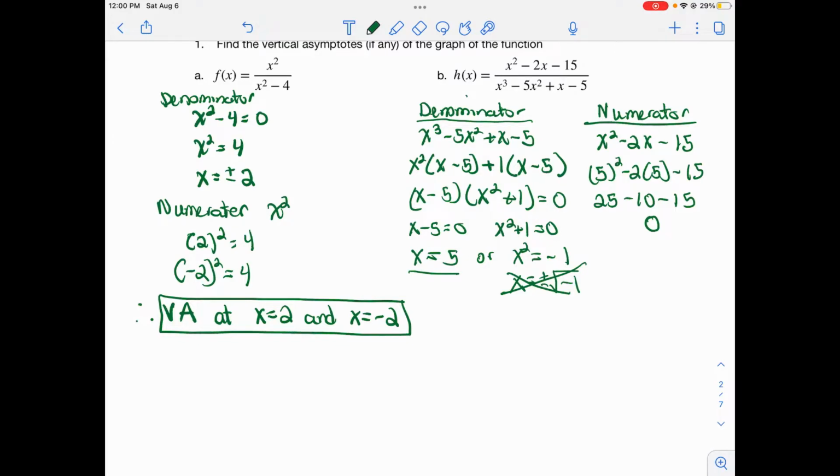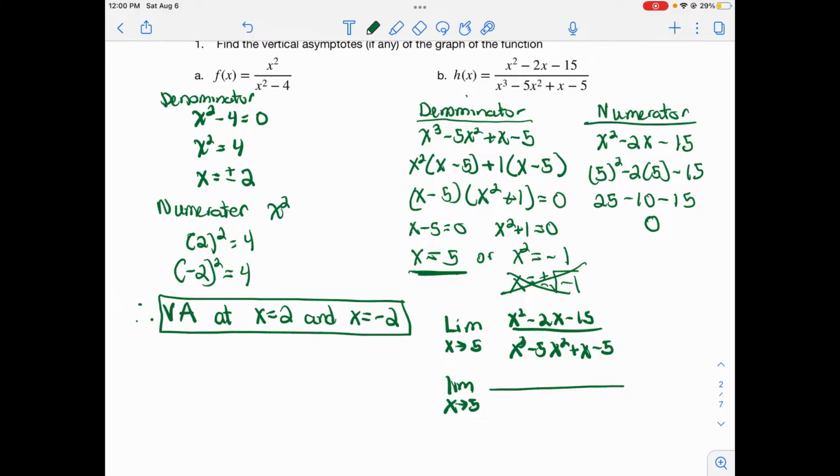To do that, we're going to take the limit as x goes to 5, because that's what we're focusing on, this x value of 5 of our function here. And we're going to see what we get when we evaluate this. I'm going to use my factoring technique, because if I do direct substitution, I get 25 minus 10 minus 15, which we already know is 0, and then that's 0 on the bottom as well. So direct substitution gives us 0 over 0.